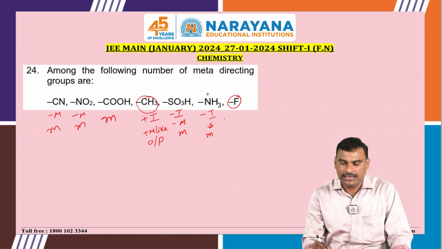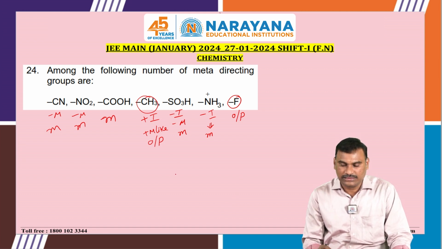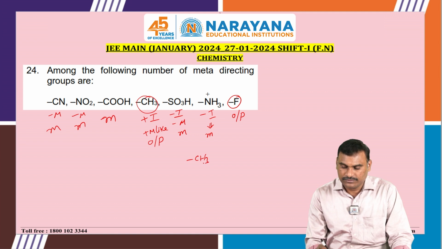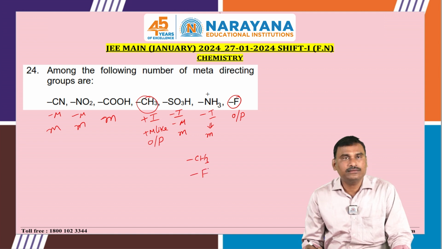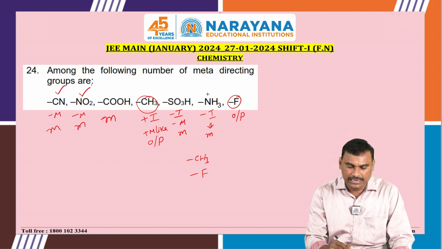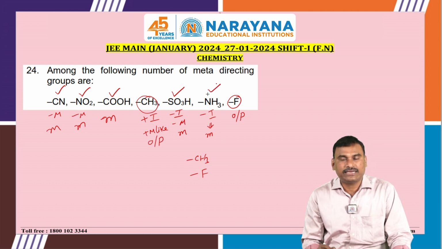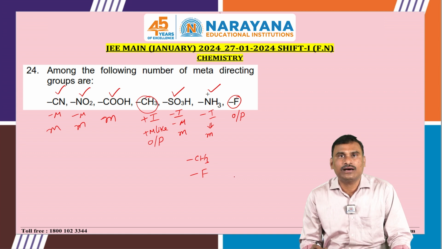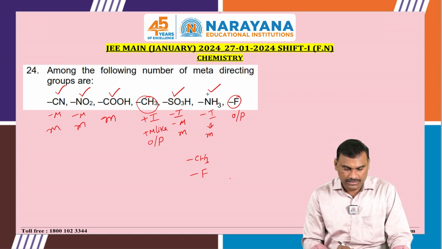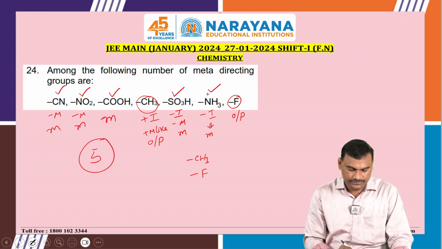Here halogen is ring deactivating, but an ortho-para director. It is -I and +M. Therefore, in the given options, except CH3 and fluorine, all are meta-directing groups: cyanide, NO2, COOH, SO3H and NH3+. CH3 and F are ortho-para directors. Now let us go for the next question. Before that, the answer to the given question is 5.